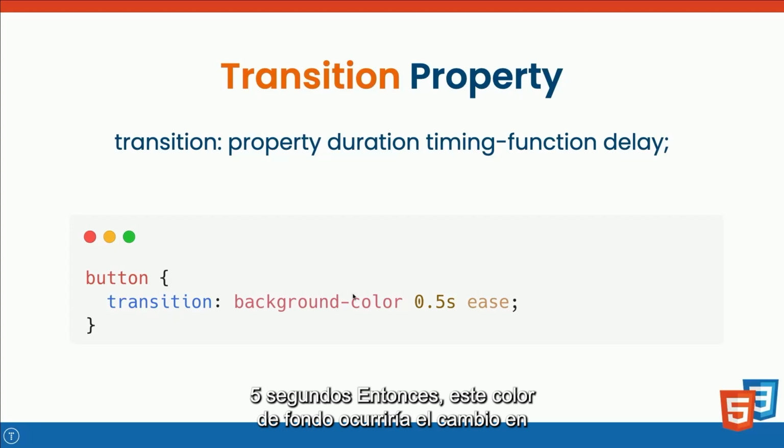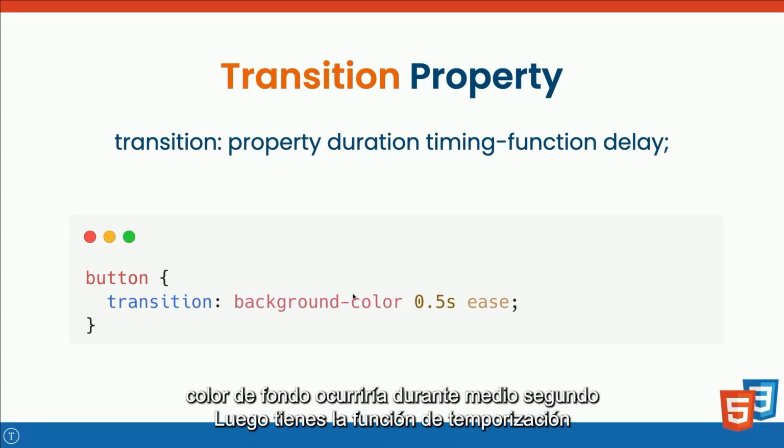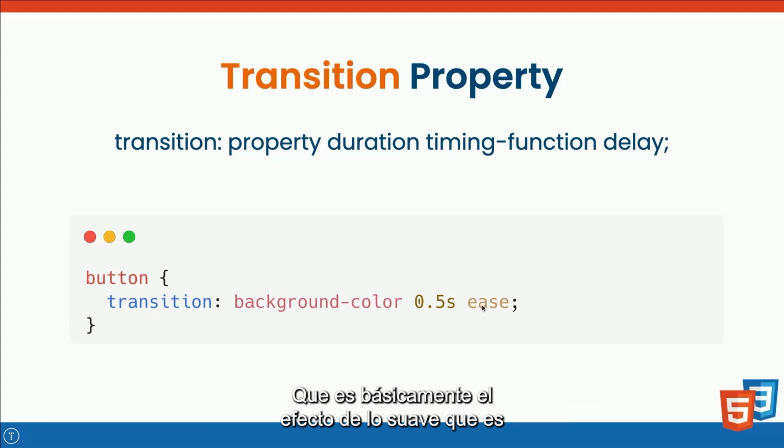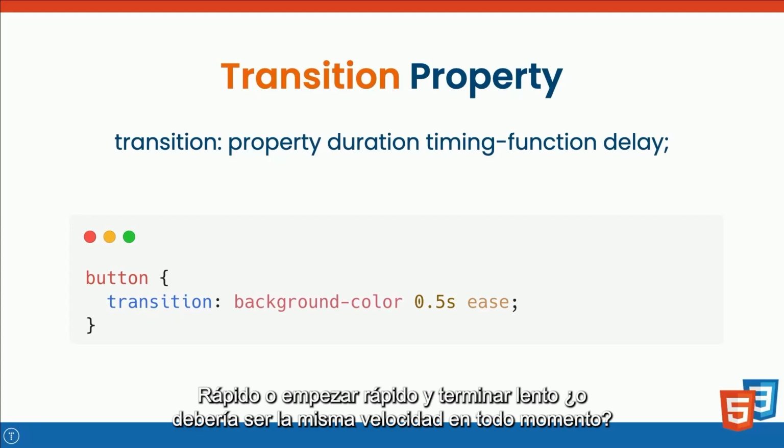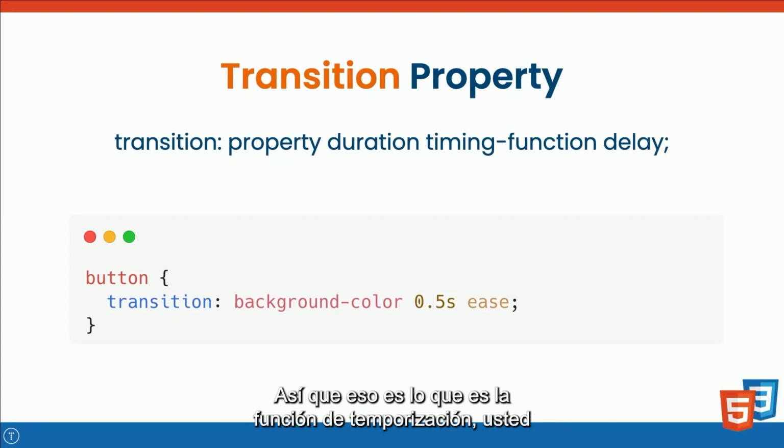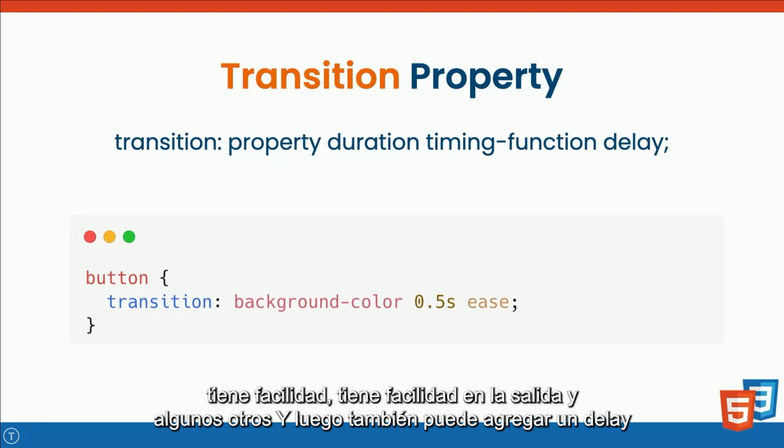So this background color change would happen over half a second. Then you have the timing function, which is basically the effect, how smooth it is, and do you want it to start slow and end fast, or start fast and end slow, or should it be the same speed all throughout? So that's what the timing function is. You have ease-in, ease-out, and some others.